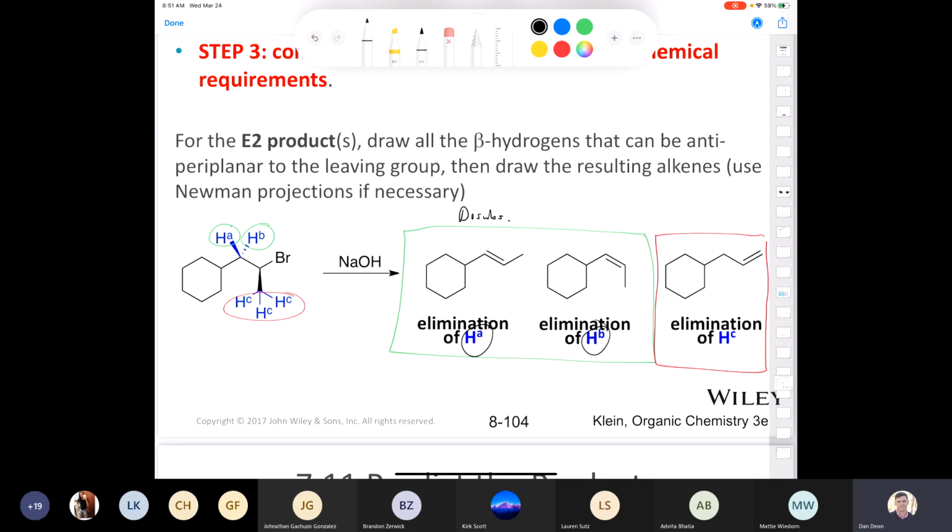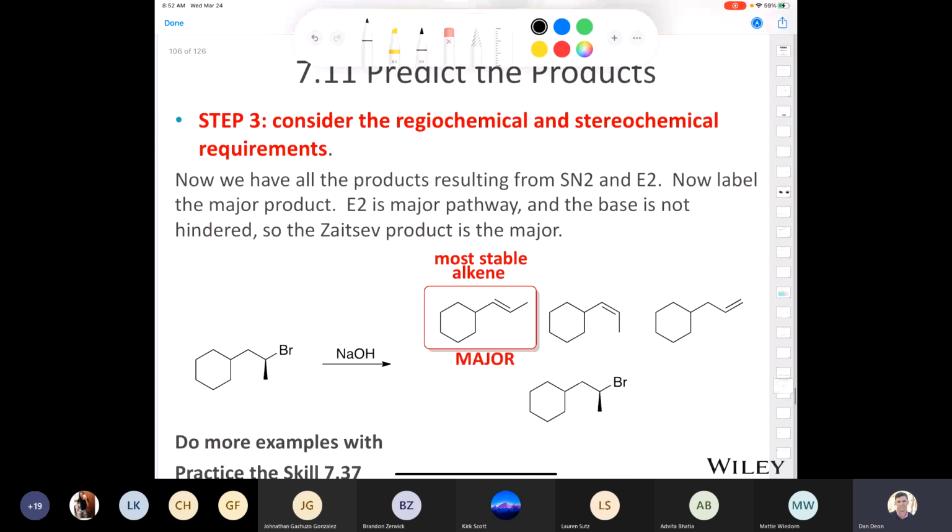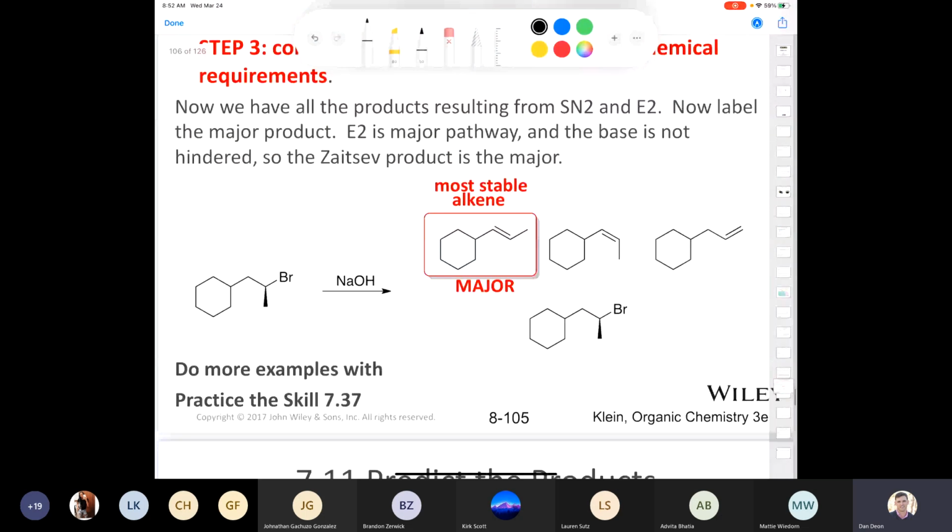All of my students that are saying HA, you're all 100% correct. You're understanding that this one's going to be the less sterically hindered, because the methyl group and the cyclohexyl group are trans to each other. Here, they're on the same side of the molecule, so it's going to be much more sterically hindered. And so this will be your major product, like that. So most stable alkene, we've covered all that.